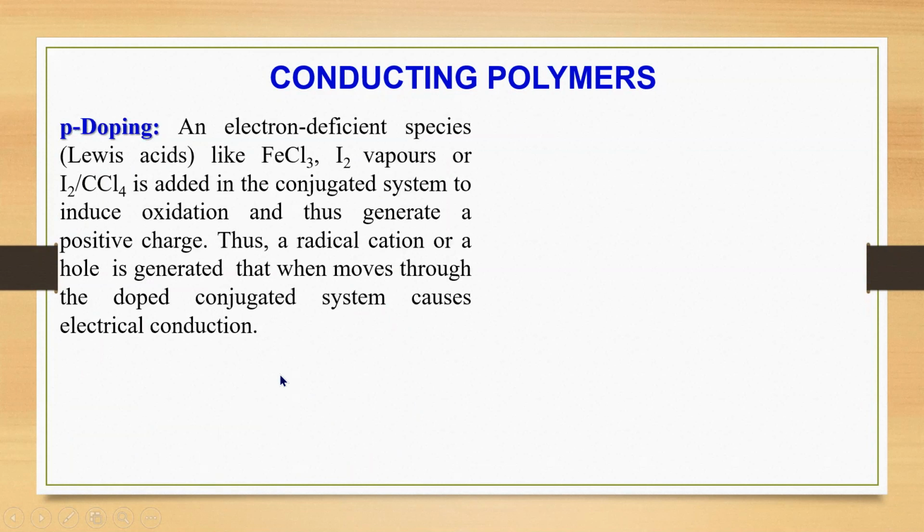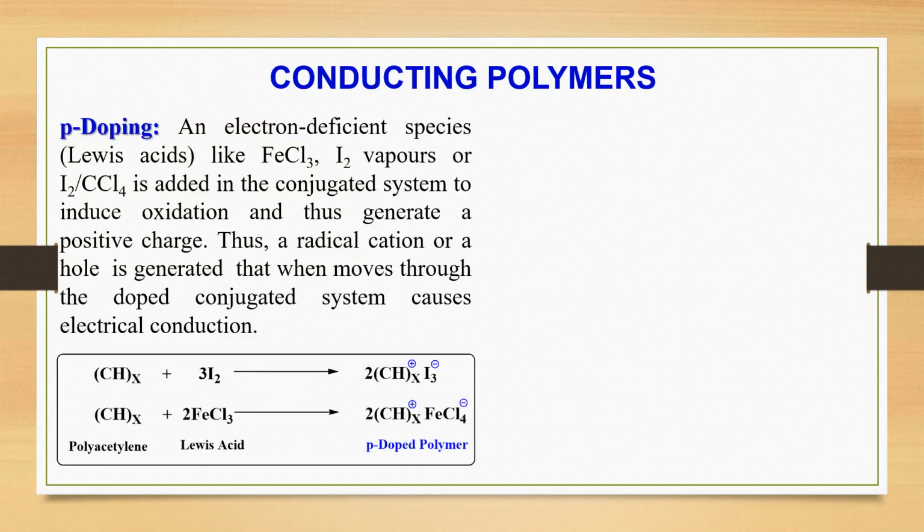So you have certain compounds which we call Lewis acids, which are always looking for some electrons. We know about FeCl3, which is a Lewis acid, or maybe iodine vapors, or maybe iodine in CCl4. They all are Lewis acids. So if we have a polymer, let's say polyacetylene, and we expose it to iodine vapors, or we expose it to FeCl3, then it will take one of the electrons from the polymeric chain and a hole will be created there, something like this.